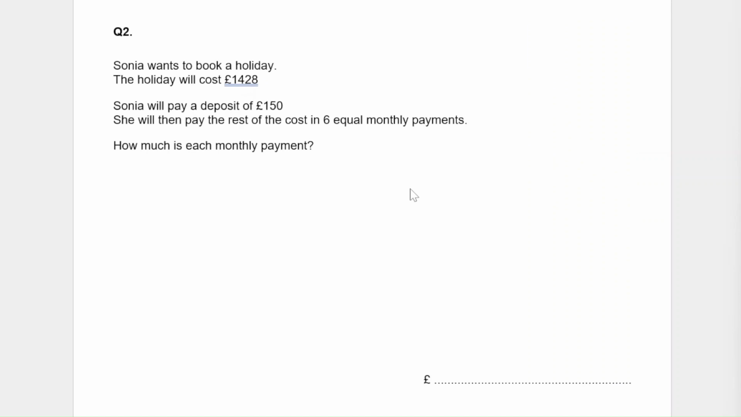Right, question 2. Sonia wants to book a holiday. The holiday will cost £1,428. Sonia will pay a deposit of £150. She will then pay the rest of the cost in 6 equal monthly payments. How much is each monthly payment?